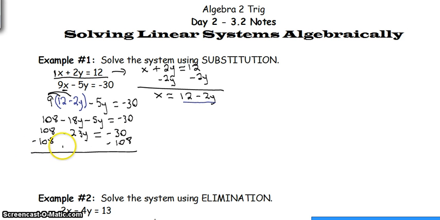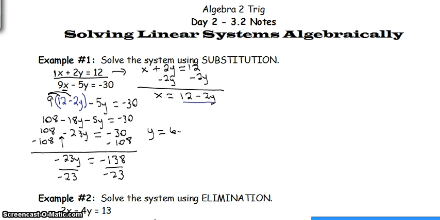Now you got to be careful. There's a negative right here, which a lot of people lose track of. So I have negative 23y equals negative 138. You really got to watch your signs here so you don't make a silly mistake in the middle of this problem. Lastly, to solve for y, I will divide by negative 23. So, if you need your calculator again, divide by negative 23, you will get 6.